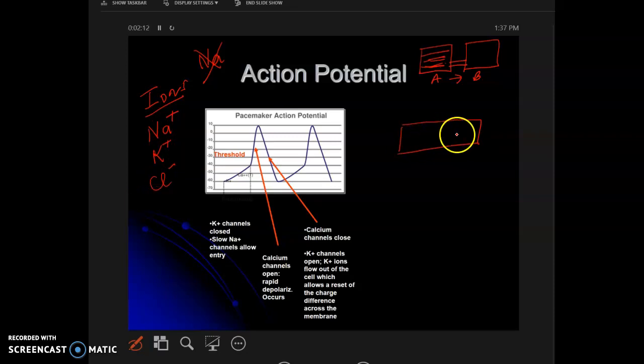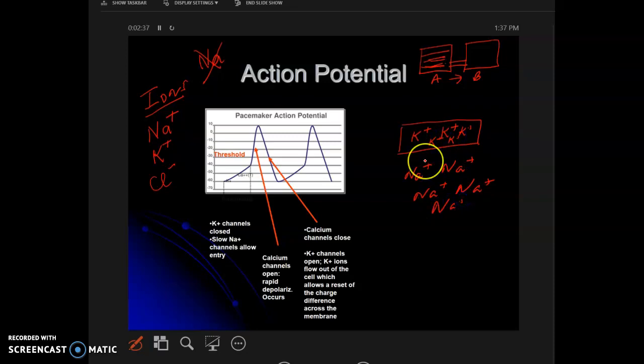Here I'm going to take a cardiac cell. In a cardiac cell, what I notice is, always for any cell, sodium ions are outside. I'm going to draw some sodium ions. And potassium ions are always on the inside. So here, let's draw 5 of them.